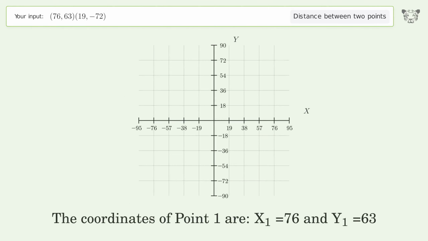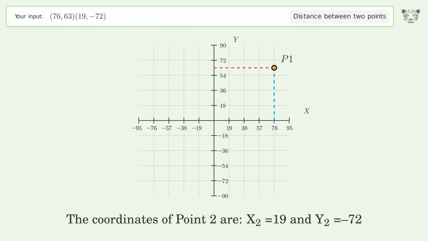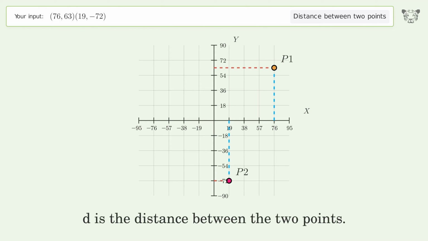The coordinates of point 1 are x1 equals 76 and y1 equals 63. The coordinates of point 2 are x2 equals 19 and y2 equals negative 72. D is the distance between the 2 points.